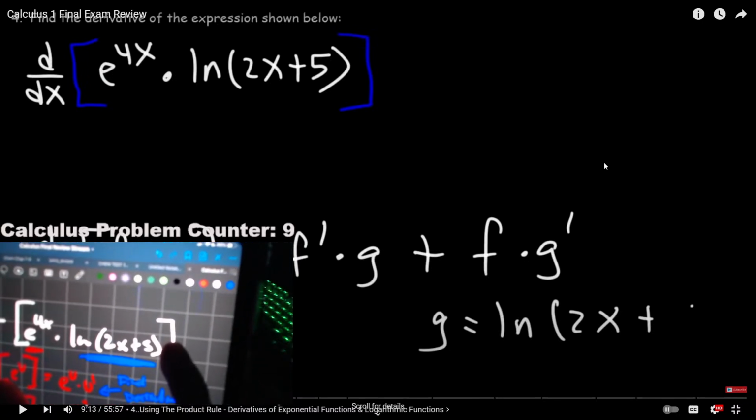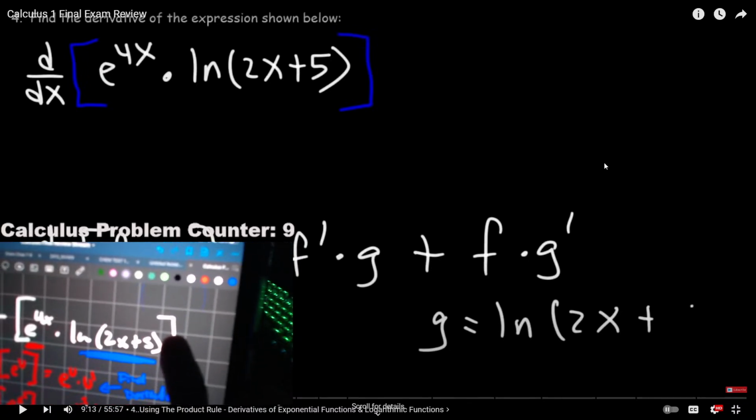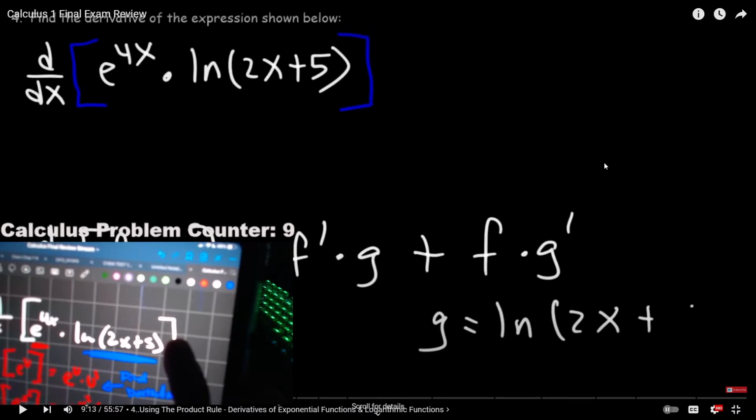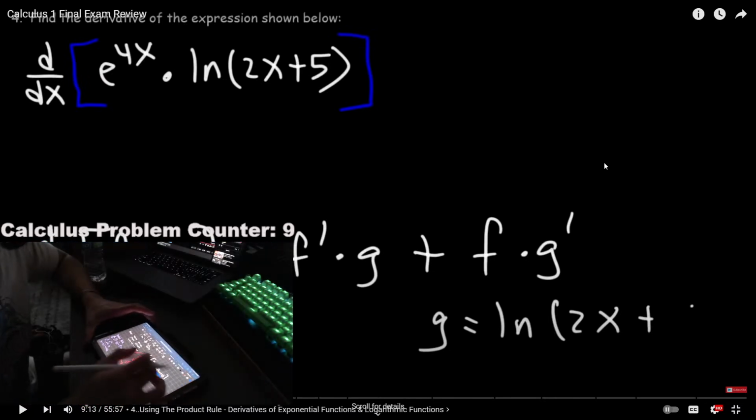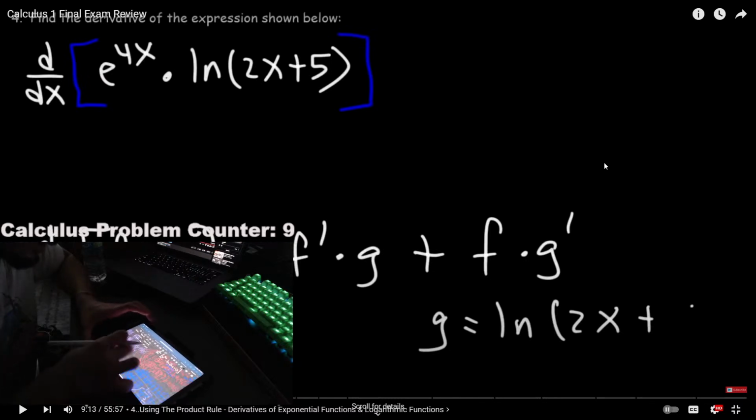Right there. Doing this problem. And so that's where the ln is from. Okay.